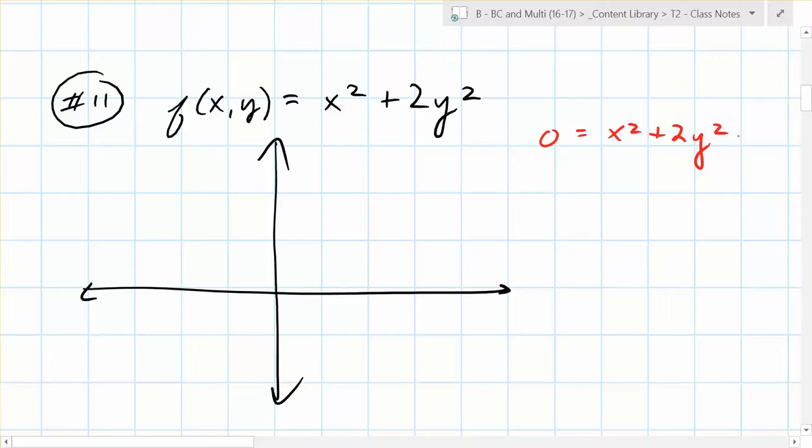What is it? Origin. There it is. How about we pick 1 next? What shape is this? Someone raise their hand and then I'll call on you. You can tell me, what shape is 1 equals x squared plus 2y squared? What shape is that, Chip? Yeah. Is that an oval? It's an oval, right. It'd be a circle if the 2 wasn't there and just a 1.